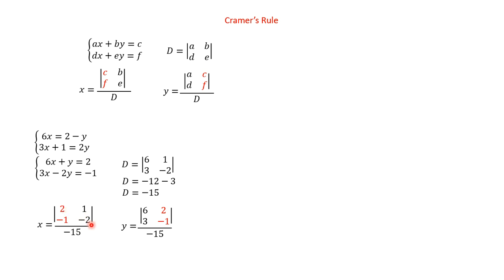So we do this. 2 times negative 2 is negative 4. And then negative 1. So negative 4 minus negative 1 is negative 3 over negative 15. And here we have negative 6 minus 6, which will be negative 12 over negative 15. And then when we reduce, negative 3 over negative 15 is just 0.2. And negative 12 over negative 15 is 0.8. And so that's how we can use Cramer's Rule.